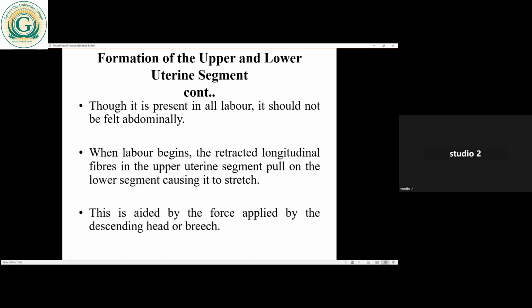Though it's present in all labor, it's not felt abdominally. When labor begins, the retraction of longitudinal fibers in the upper uterine segment pulls on the lower uterine segment, causing it to stretch. This is aided by the force applied by the descending head or breech.